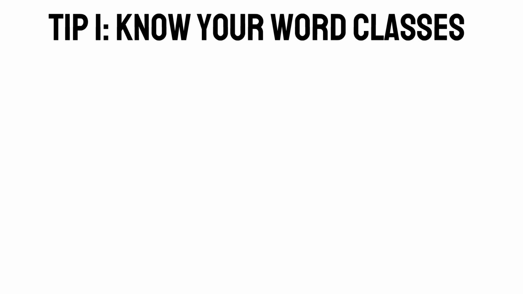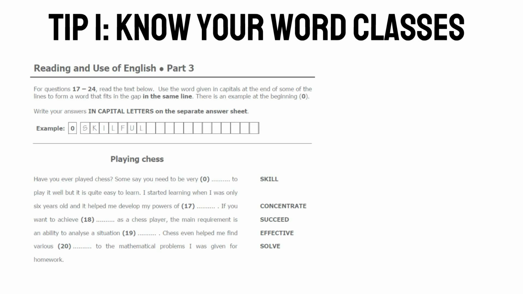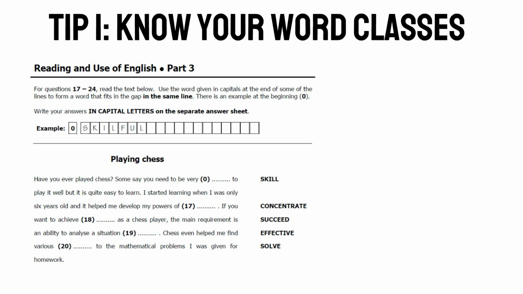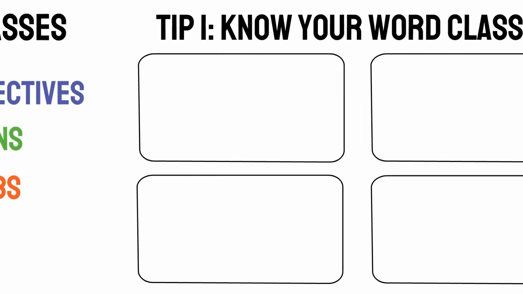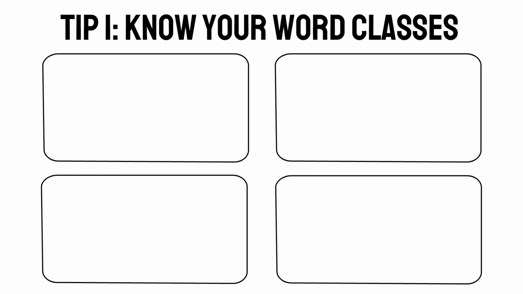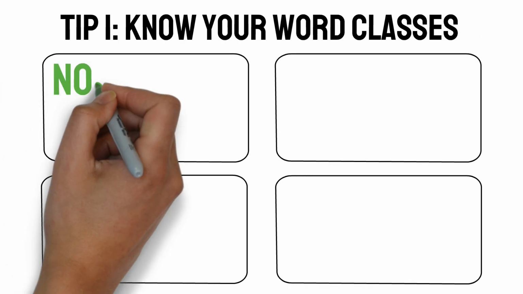Tip number 1. Know your word classes. For Use of English Part 3, you need to know your word classes. Word classes are words like adjectives, nouns, and verbs. These are the main word classes that appear in Use of English Part 3.